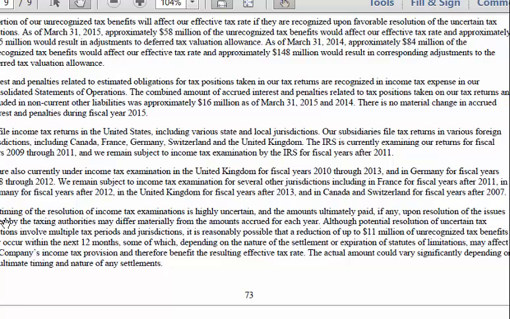But there's this 12-month rule. And so what they say is, although the potential resolution of uncertain positions involves multiple tax periods and jurisdictions, it's reasonably possible that a reduction of up to 11 million of UTBs may occur within the next 12 months. So of that 254, they think maybe 11 will clear. Some of which, depending on the nature of settlement, may affect our provision and may benefit the resulting rate. It could vary. We don't know. We don't know why we told you any of this, right? It's because we had to say something.